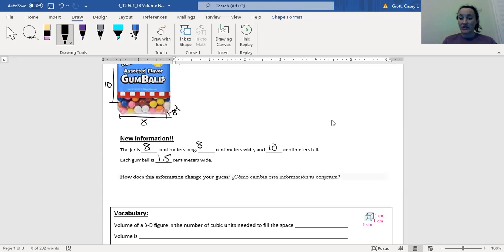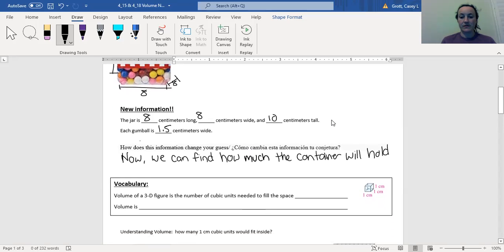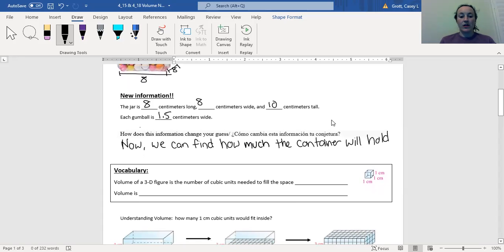Hopefully it helps you change your guess because now we know what the dimensions are. Okay. Now we can find how much the container will hold. In figuring out how much the container will hold, guys, that's volume.